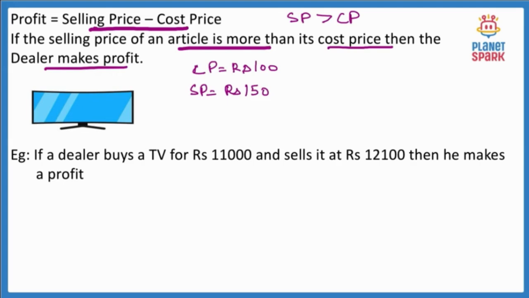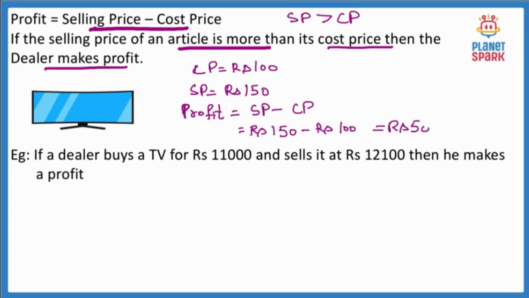Clearly 150 is greater than 100. That means selling price is greater than cost price. So we'll have a profit, and the formula for profit is going to be SP minus CP. SP is 150. CP is 100. So the profit amount would be rupees 50. Rupees 50 is the profit earned by selling.